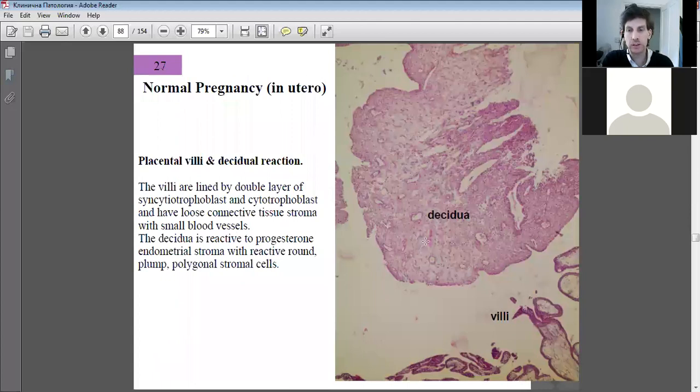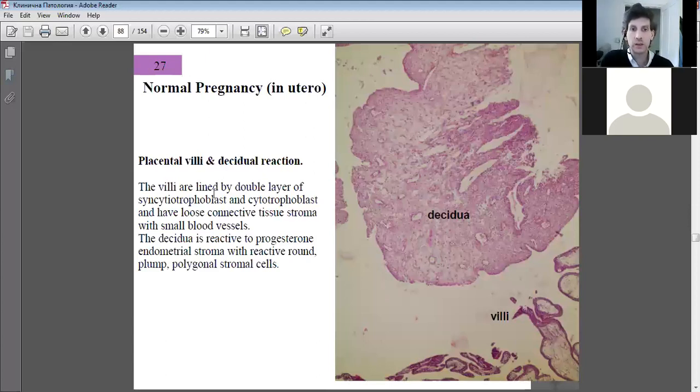Normal pregnancy in utero. You can see here an example of the villi, decidua. The blood supply is fairly good here into this tissue, the tissue mass. There's some examples there of capillaries and a nice, lovely epithelial tissue, borders, very normal.